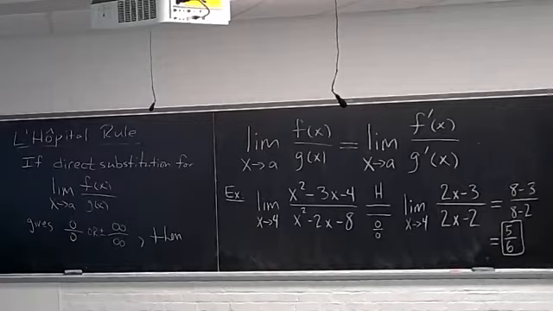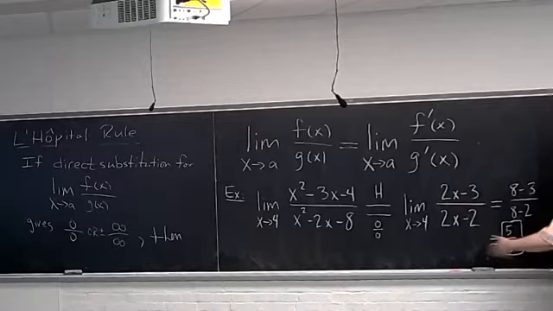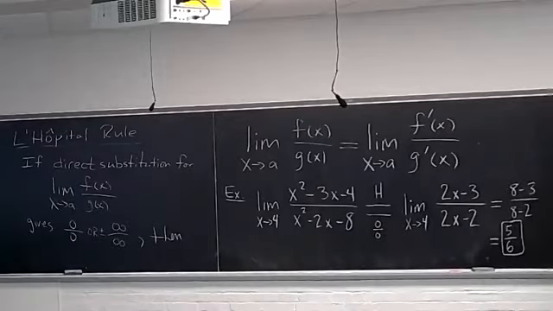Now, technically, for this one, we didn't need L'Hopital's rule, because the top and the bottom did factor. But now that we have it, we could do this same limit another way. That would factor as x minus 4, x plus 1 over x minus 4, x plus 2, so x plus 1 over x plus 2. Any questions about that first limit?